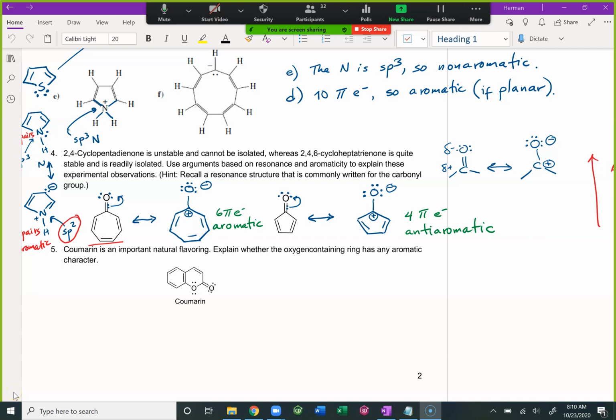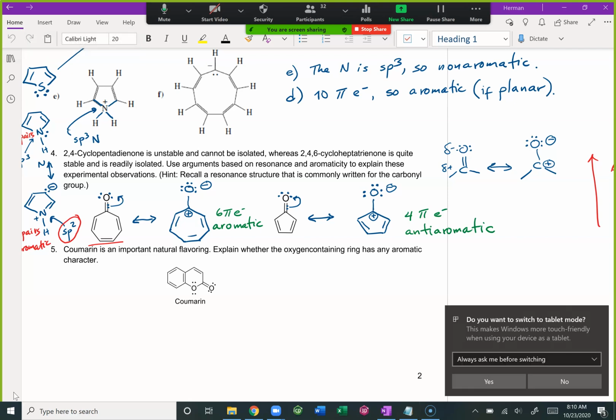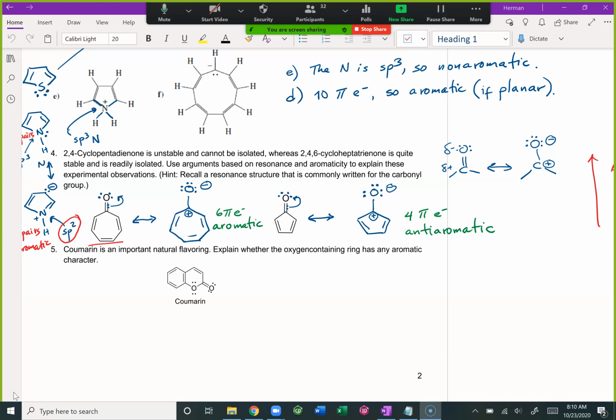Welcome back. Today it's October the 23rd, and we're going to continue here on chapter 8. Last time, when we were talking about this practice homework, we stopped right here at problem number 5. We were talking about the coumarin structure.